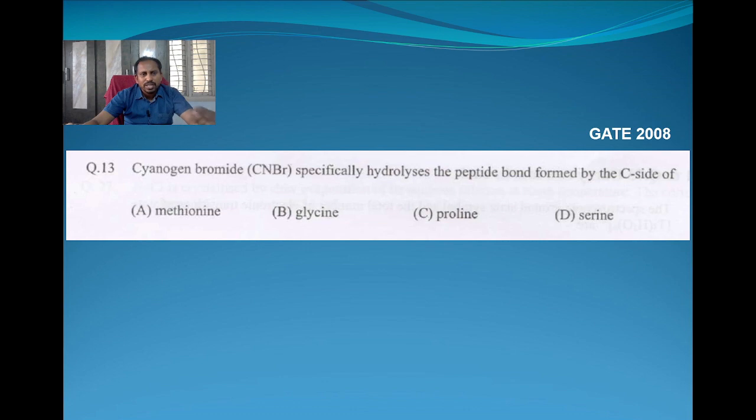Listen, this is a very important question. Cyanogen bromide, CNBr, specifically hydrolyzes the peptide bond formed by methionine. Like carboxypeptidase is an enzyme which acts at the C terminal, cyanogen bromide is a specific chemical which cuts the peptide bond at the C terminal of methionine. Wherever methionine is there, at that site cyanogen bromide will cut the peptide bond. So the answer is methionine. You have to remember this. Only this is very specific in nature.